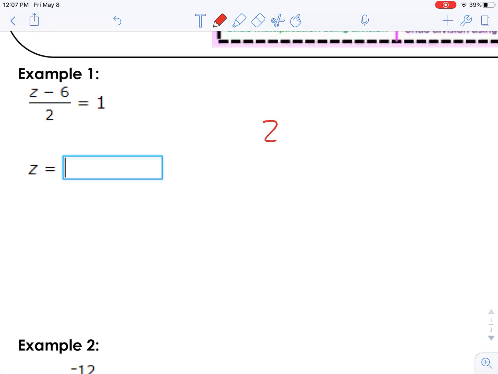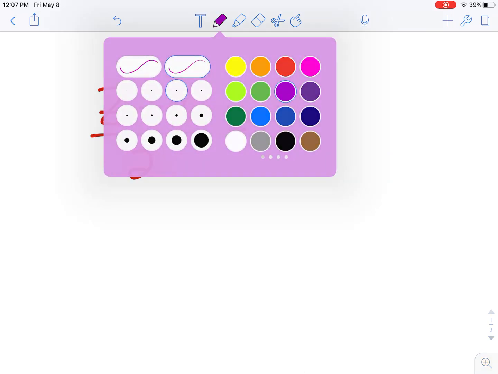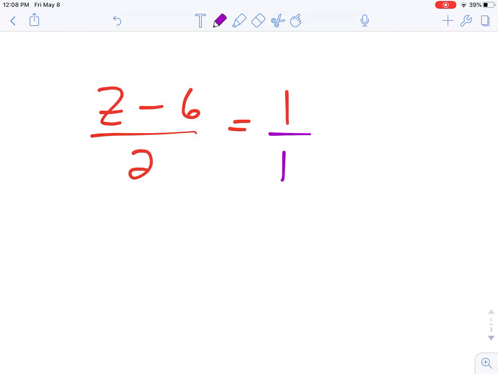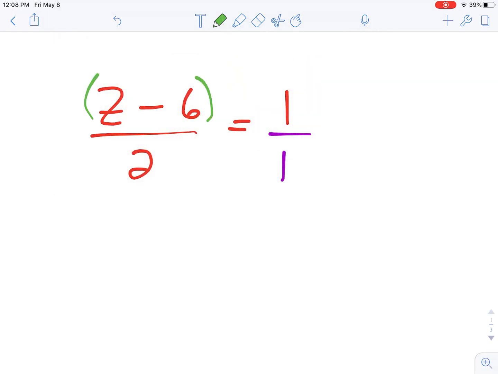For this first problem, let's go ahead and rewrite it off to the side. I would like you guys to set this up as a proportion. What that means is we're going to put it over 1. Anytime you have more than one term, put parentheses. We are going to do what's called cross multiply. So multiplying one direction, we will have 1 times z minus 6. Then you put your equal sign. And the other direction, 2 times 1 is 2.